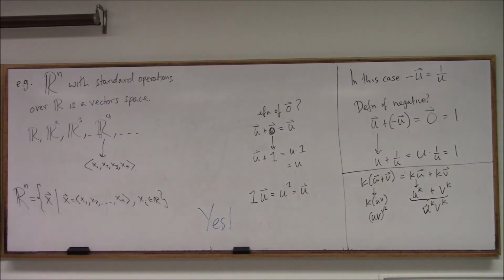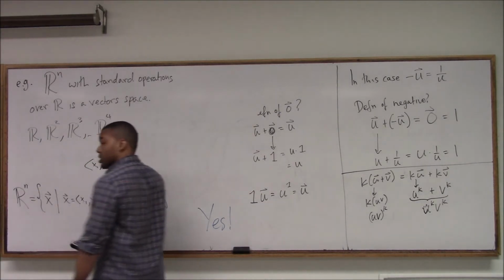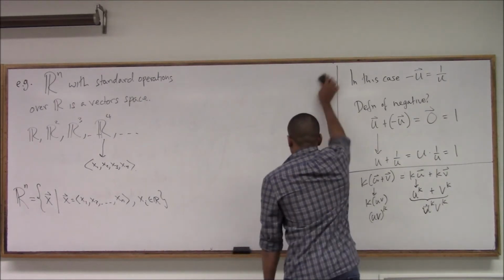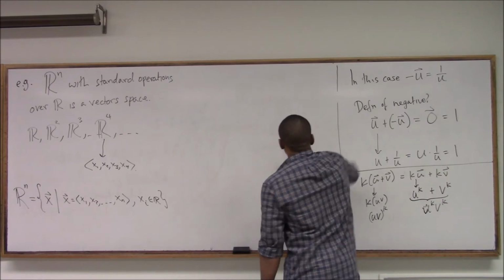And such a space with the usual vector addition that you learned from Calc 3, those will always be vector spaces. They will always fulfill those 10 conditions. So those are just some standard ones that you should be aware of.